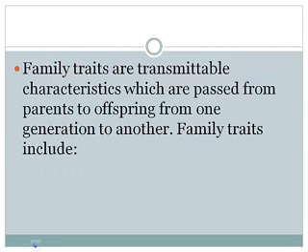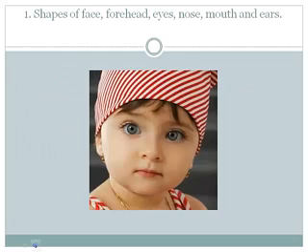Family traits are transmittable characters which are passed from parents to offspring, from one generation to another. Now what we are talking about here is that family traits are transmittable. They can be transmitted from one parent to the offspring, from one generation to another. Family traits include 1. Shape of face, forehead, eyes, nose, mouth, and ears.